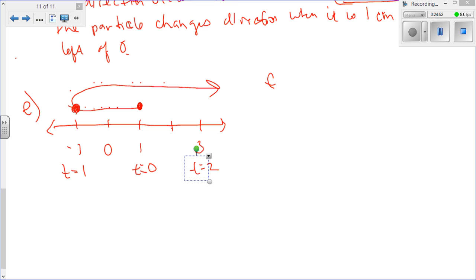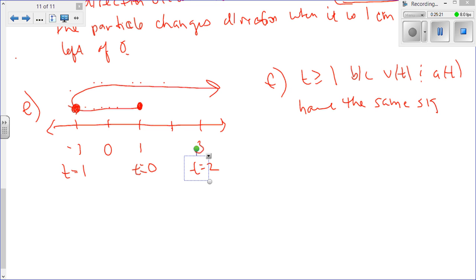F. For what time interval or intervals is the particle speed increasing? Well, the speed is only increasing, we already said, when t is greater than or equal to 1, and that's because v of t and a of t have the same sign.